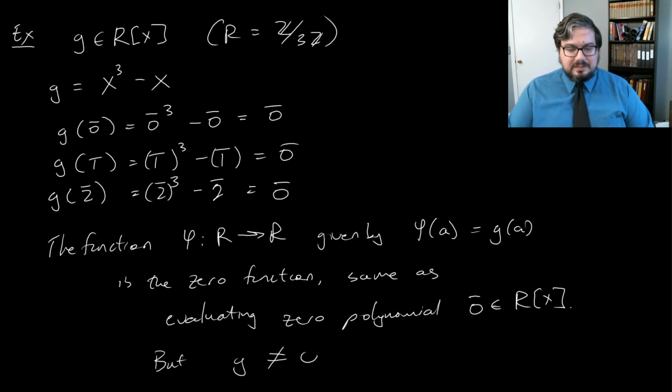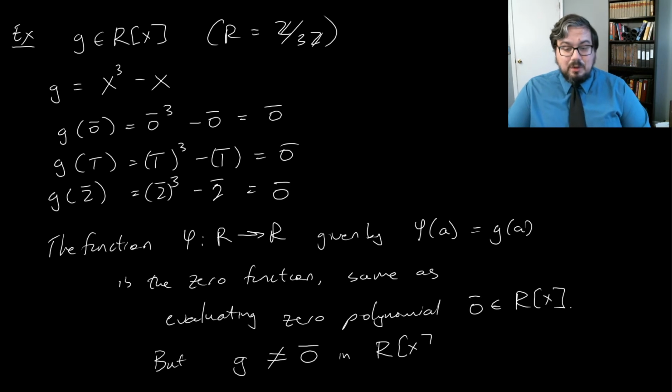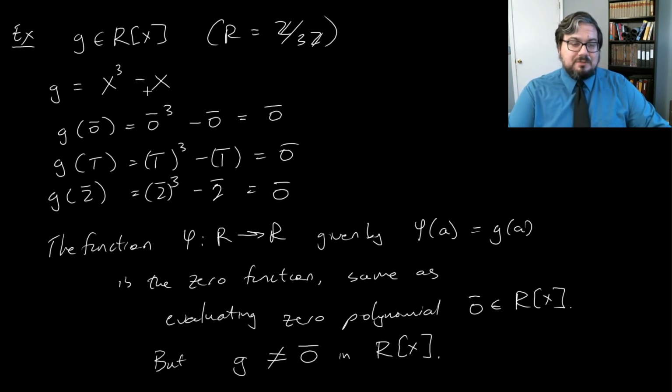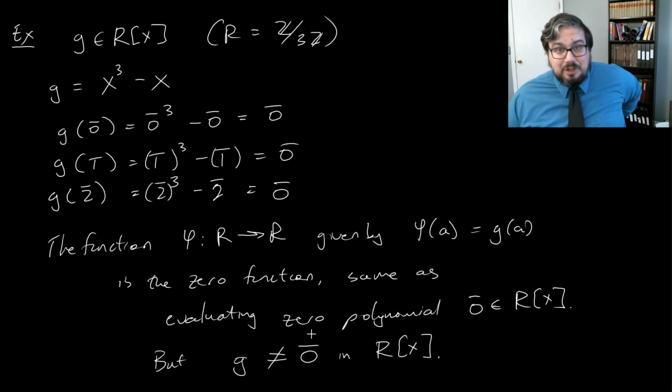So, but g is not equal to 0 bar in R adjoin x because they don't have the same coefficients. The coefficient of the polynomial 0 bar is 0 in every slot. All of the coefficients of this polynomial are 0, but some of the coefficients of g are non-zero. We've got a coefficient of -1 in degree 1 and a coefficient of 1 in degree 3. So we can have two different polynomials defining the same function.